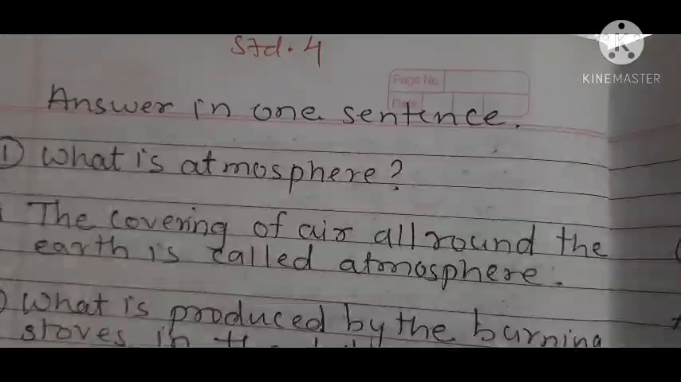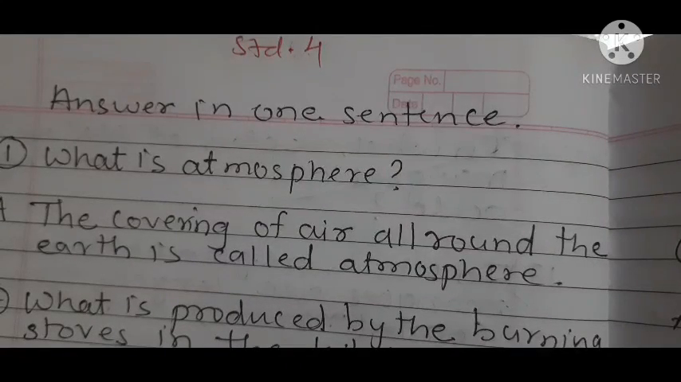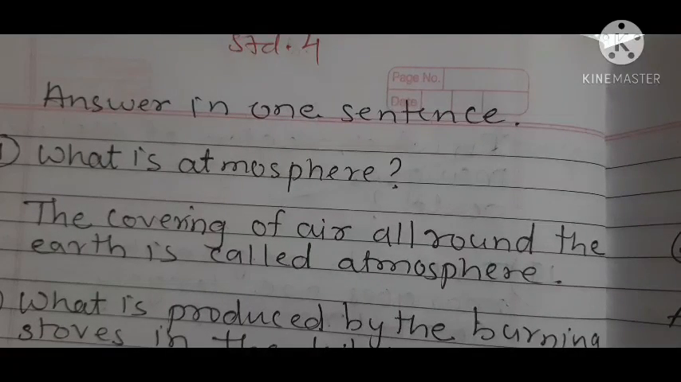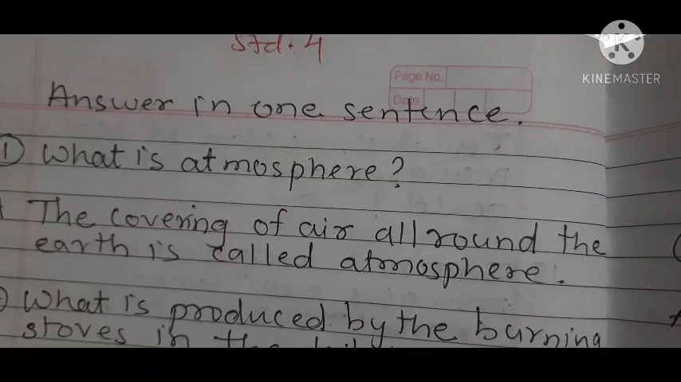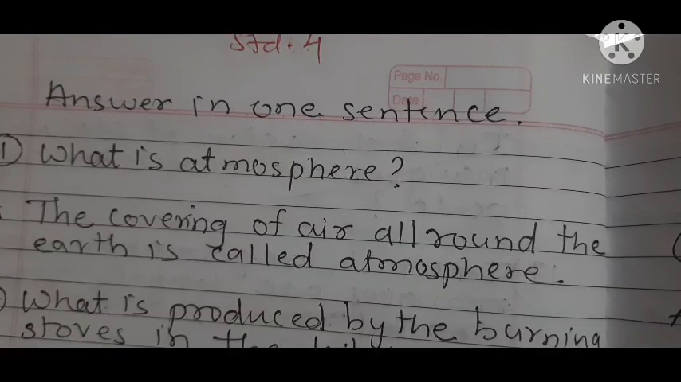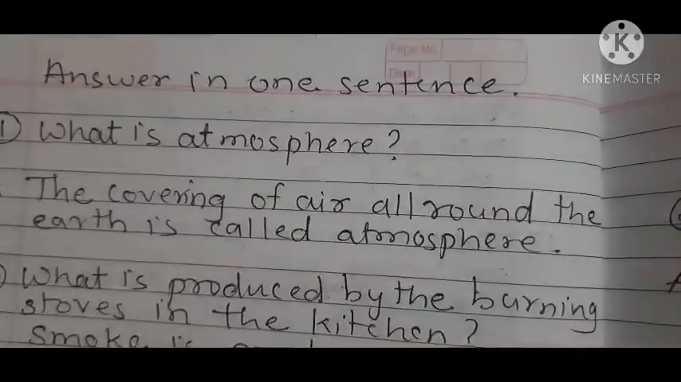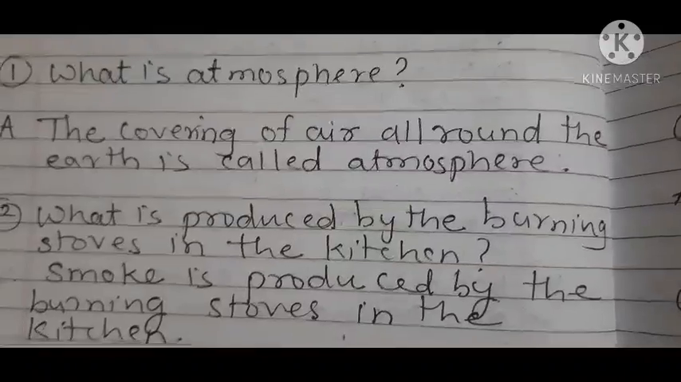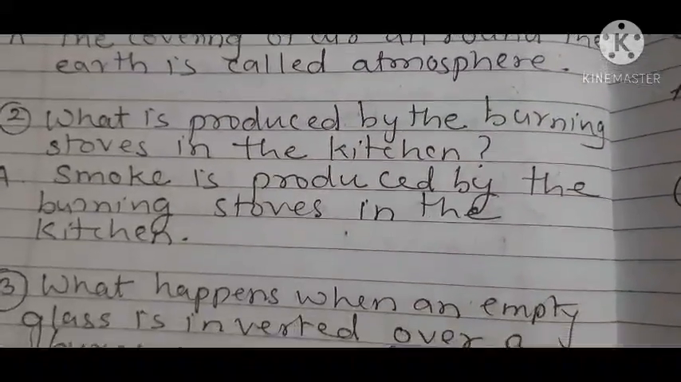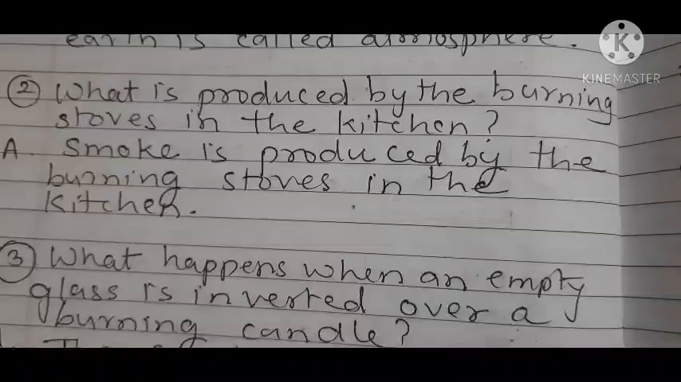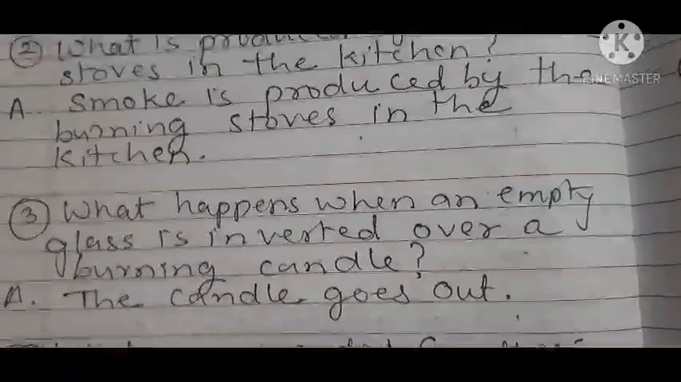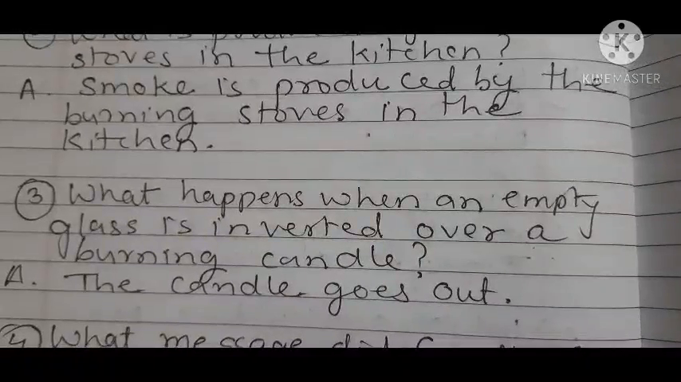Which crop is grown in the area of medium rainfall? Soya bean. Answer in one sentence. What is atmosphere? A covering of air all around the earth is called atmosphere. What is produced by burning of stove in the kitchen? Smoke is produced by burning stove in the kitchen. What happens when an empty glass is inverted over a burning candle? The candle goes out.